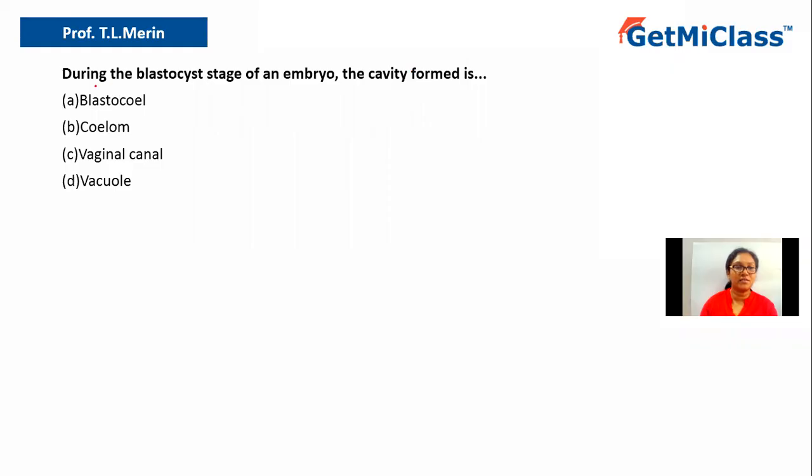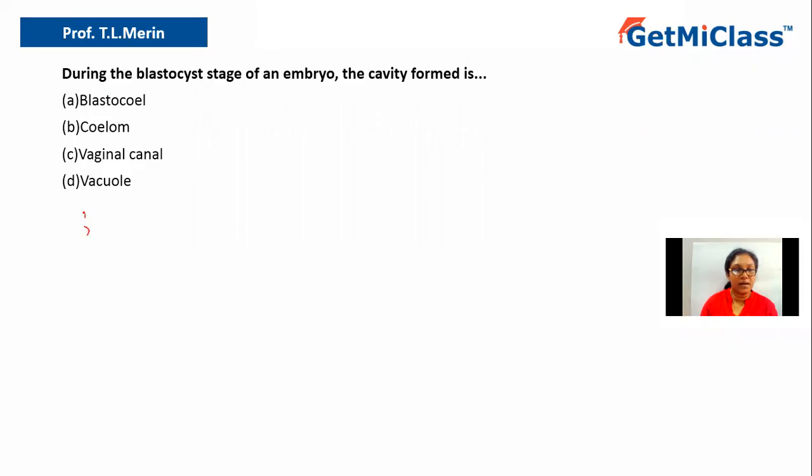Today we are going to solve this question which says, during the blastocyst stage of an embryo, the cavity formed is option A, blastocoel, option B, coelom, option C, vaginal canal, option D, vacuole. So let us understand the question. It says, during the blastocyst stage of an embryo, the cavity formed is.